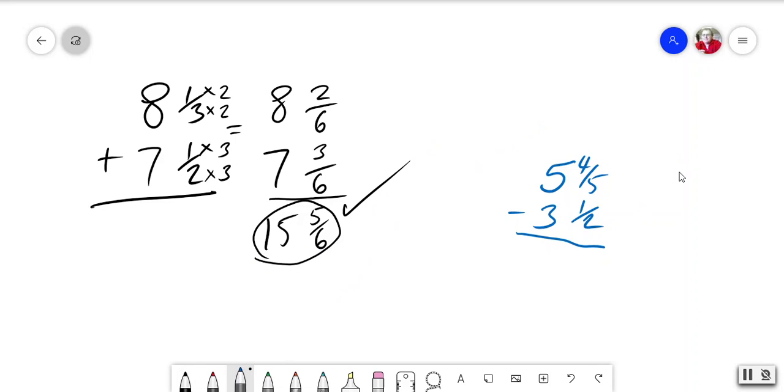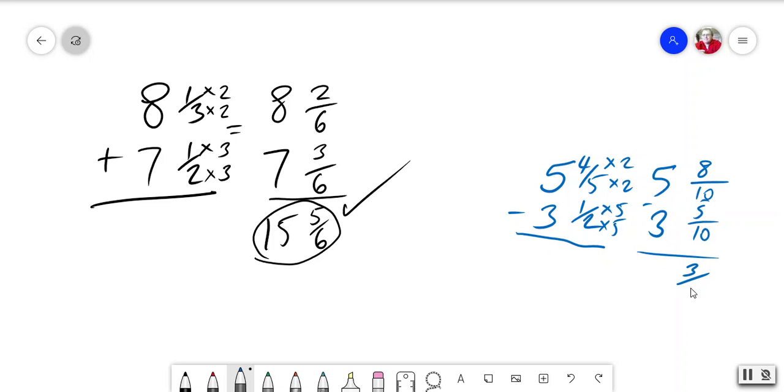Same thing for here. 5 and 3 do their own thing. 10 is the LCD for 5 and 2. 5 times 2 is 10, so I have to say 4 times 2 is 8. 2 times 5 is 10, so I have to say 1 times 5 is 5. 8 tenths minus 5 tenths is 3 tenths. 5 minus 3 is 2. Ding, ding, ding.